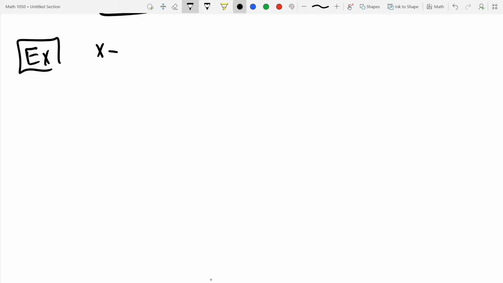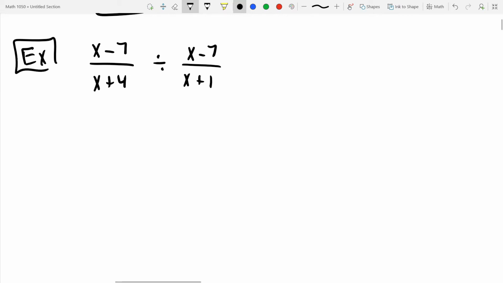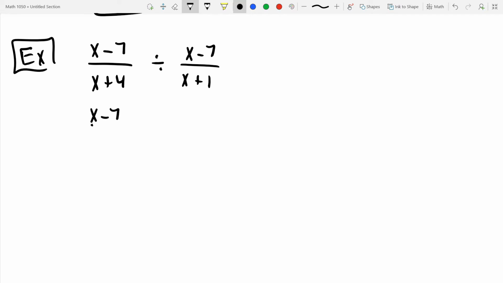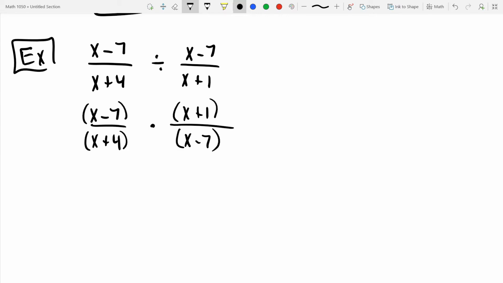Okay, now let's start to get into some variables. So if we have x minus 7 over x plus 4 divided by x minus 7 over x plus 1. Some of you look at that and you say, I need to get a common denominator. No, you don't need to get a common denominator. That's when you're adding or subtracting. We're dividing. So you have to remember the rules. So the rule of division is to write the first fraction the way it is. Change your division to a multiplication, flip the second guy upside down. Now, the x is stuck to the negative 7, x is stuck to the 4, x is stuck to the 1, x is stuck to the negative 7.